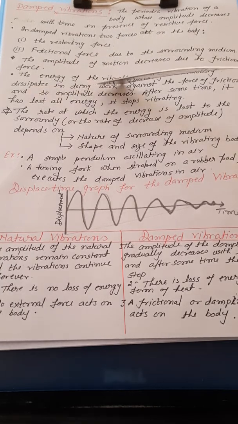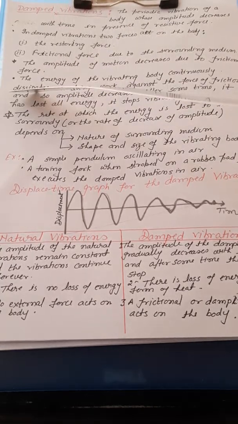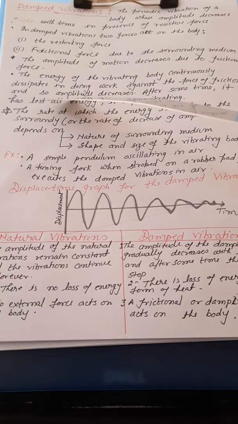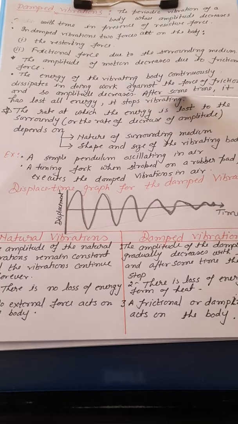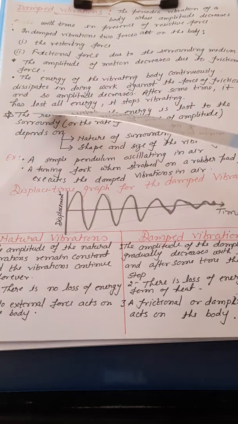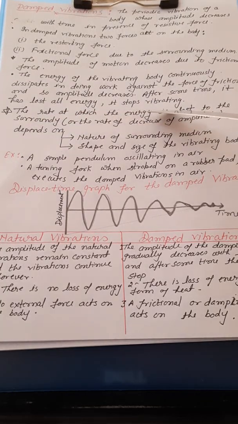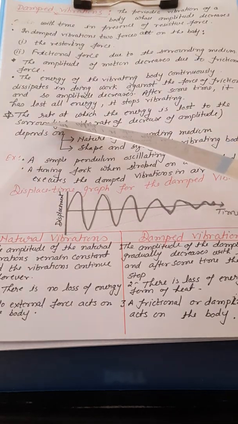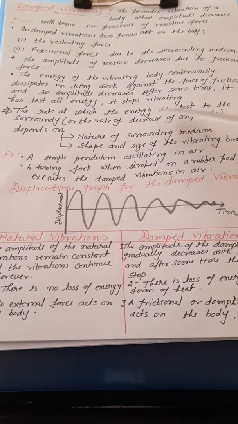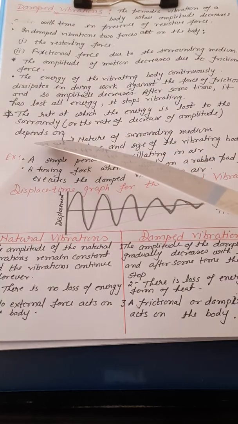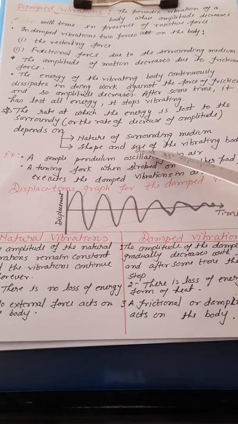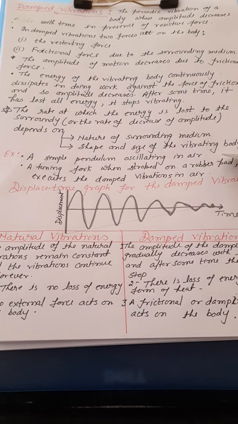The energy of the vibrating body continuously dissipates in doing work against the force of friction, and so the amplitude decreases. After some time, it has lost all its energy and it stops vibrating. The rate at which energy is lost to the surroundings depends on the nature of the surrounding medium and the shape and size of the vibrating body.